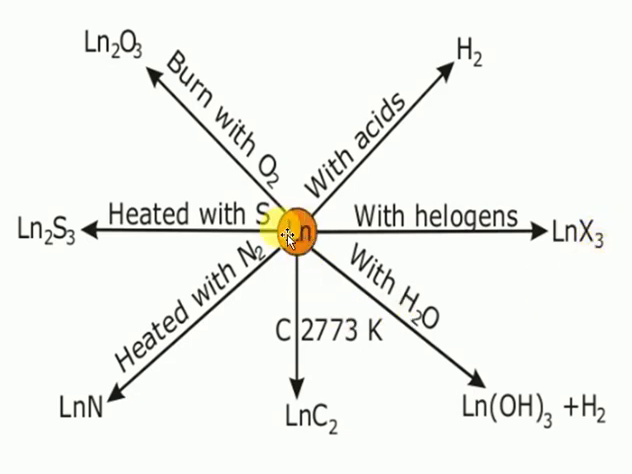Next, when lanthanides react with water, they form lanthanide hydroxide along with hydrogen gas. When they react with carbon, they form lanthanide carbide. When they react with nitrogen, they form lanthanide nitride. When they react with sulfur, they form Ln2S3. These kinds of chemical compounds are possible when lanthanides react with different types of compounds.